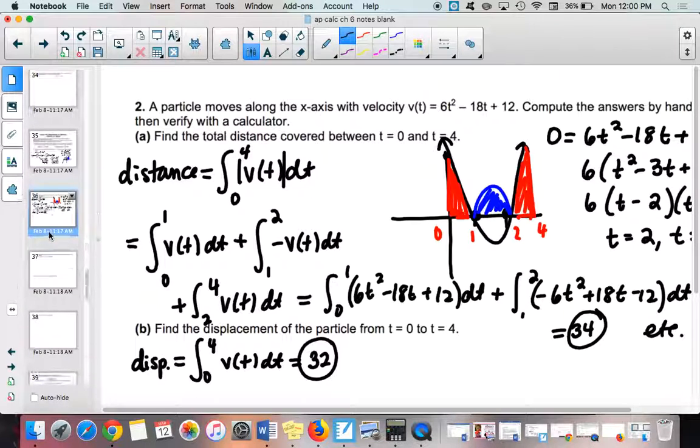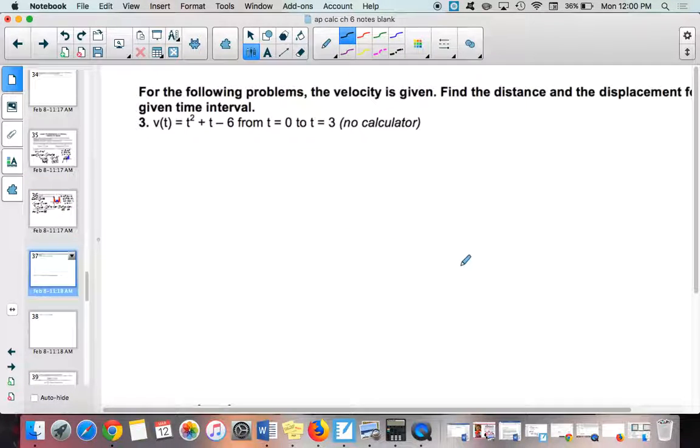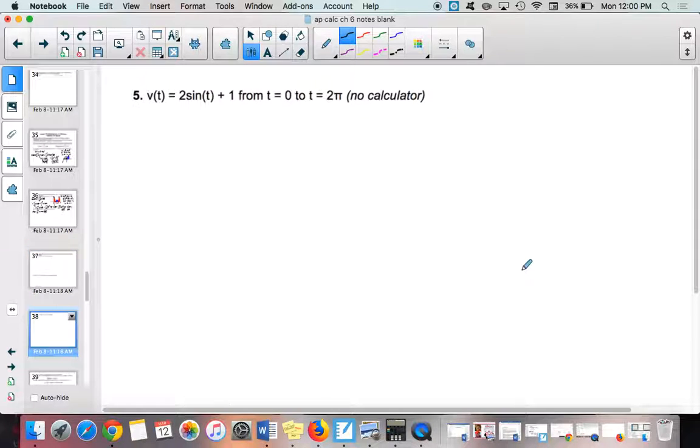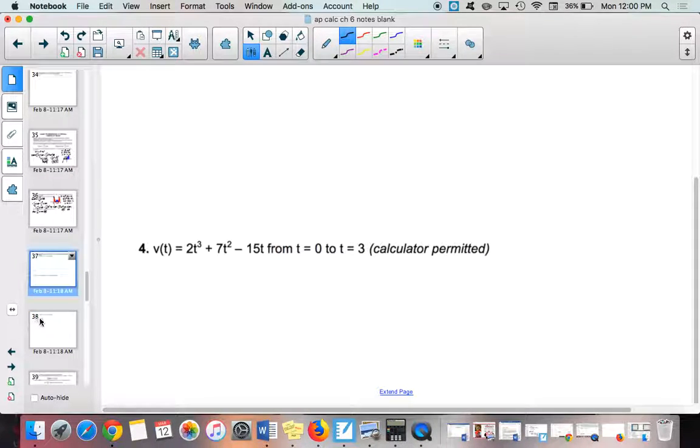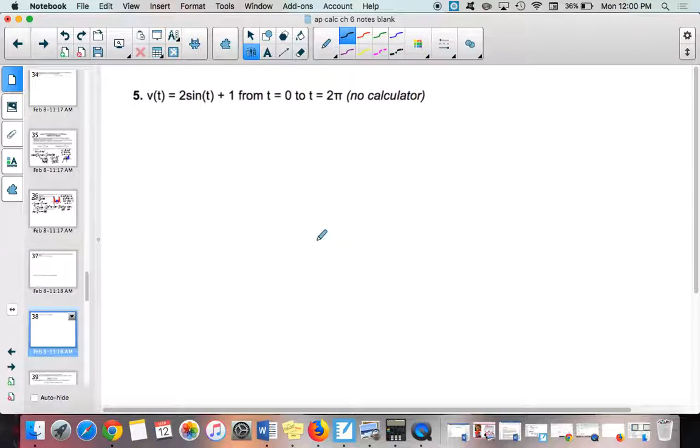All right, so same idea on number 3. Can we skip number 3? It's still a parabola. You would still find the x-intercepts. You'd find from 0 to 3. You could integrate it all without a calculator. It's just not very fun. I think that one only has 2 pieces, though, not 3. So let's go to number 5. Did I skip number 4 as well? What's number 4? Yeah, we'll skip it. Let's go to number 5. I think you guys get the idea. We've kind of done distance and displacement before.